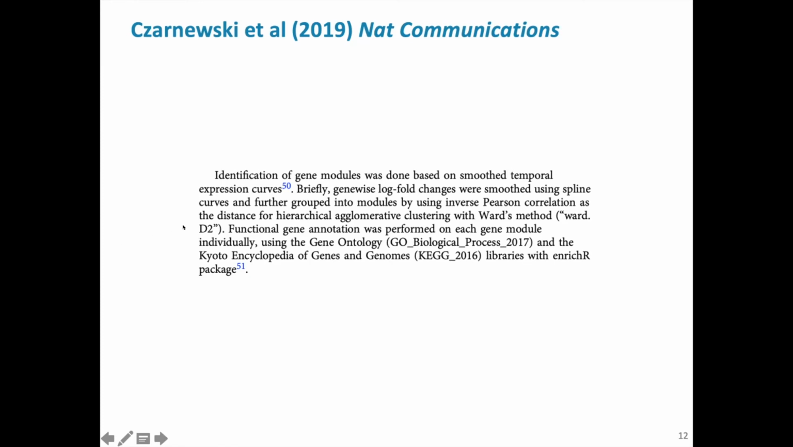Functional gene annotation was performed on each gene module individually using Gene Ontology, and I'm specifically saying the 2017 version in this case, and the Kyoto Encyclopedia of Genes and Genomes, KEGG 2016 libraries in the Enrichr package, which is exactly what you did today.